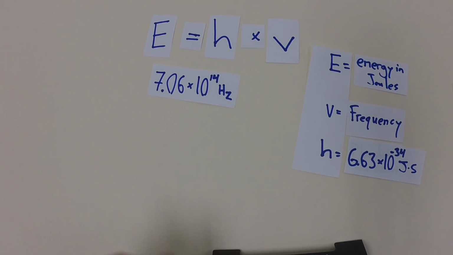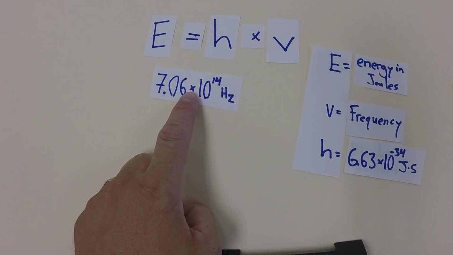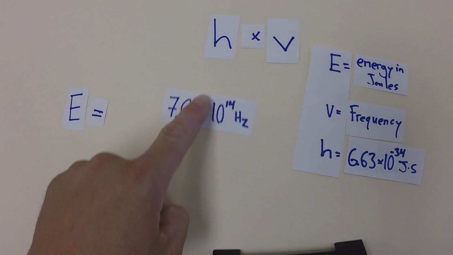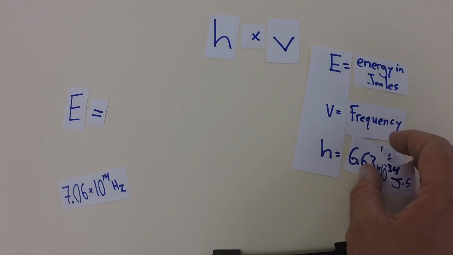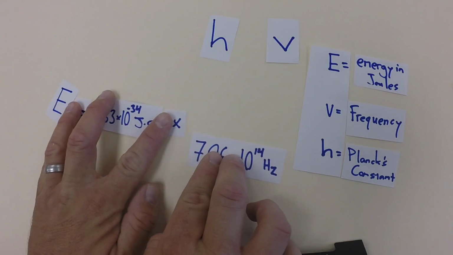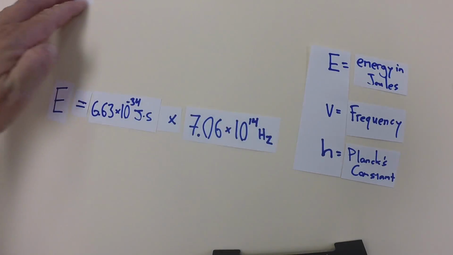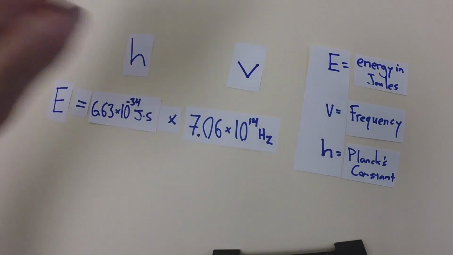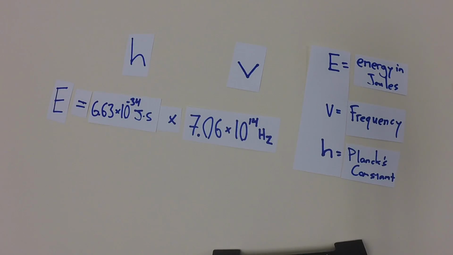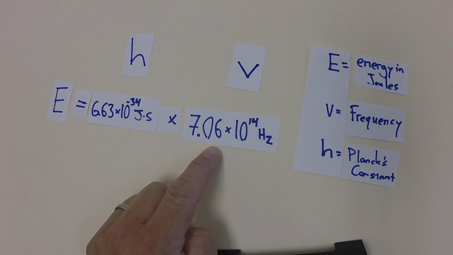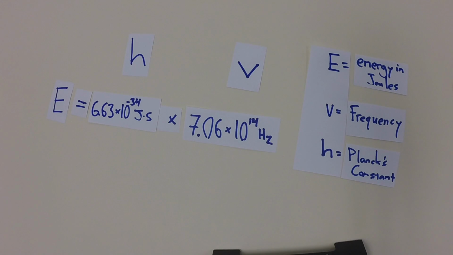So what we're going to do is take this and plug it into the equation. So we want to solve for energy. How much energy do we have here? That's going to be equal to Planck's constant, let's borrow it here, times that frequency. So here we've set up the problem with Planck's constant and with our frequency. So the energy here equals 6.63 times 10 to the negative 34 times 7.06 times 10 to the 14th. Multiply those numbers and you'll have your energy.